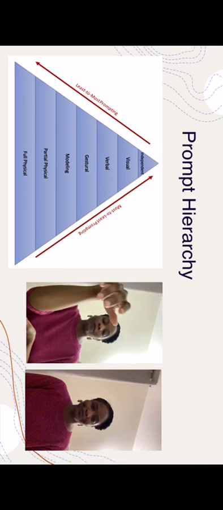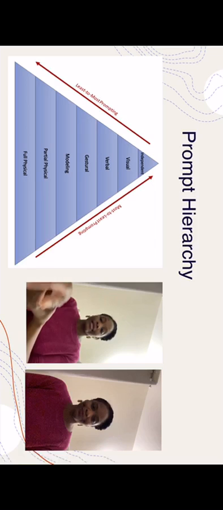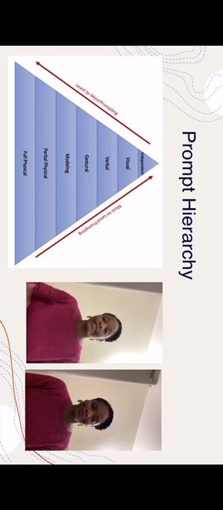You might slightly touch their elbow or slightly move their wrist over to where the pencil is, and then they complete the rest. But that partial prompt is sort of moving them, partially engaging with them so that they can complete the task.